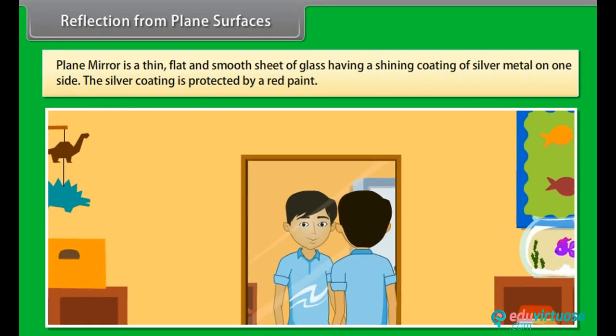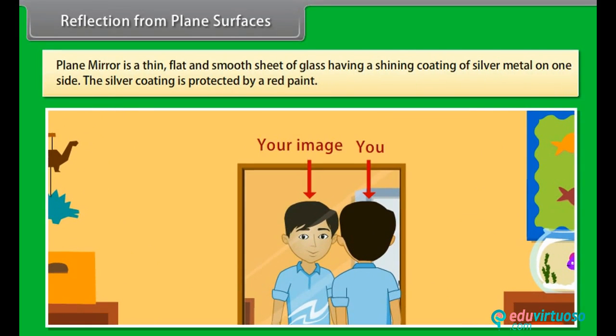Reflection from plane surfaces. A plane mirror is a thin, flat, and smooth sheet of glass having a shining coating of silver metal on one side. The silver coating is protected by a red paint.